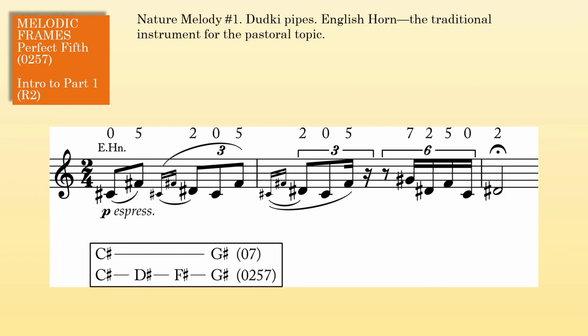Nature melody number 1 is the first of several melodies in the introduction to Part 1 that represent the sounds of the natural world, including the traditional shepherd's pipes. The melody is scored for solo English horn, the traditional instrument for the pastoral expressive mode, and the grace notes evoke a folk style of vocalization.